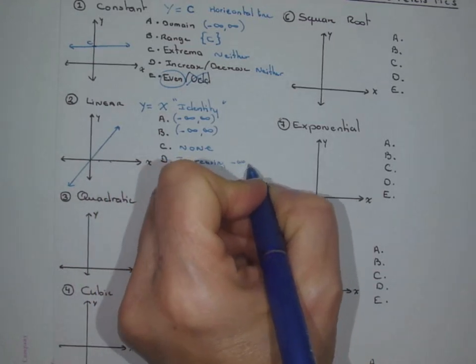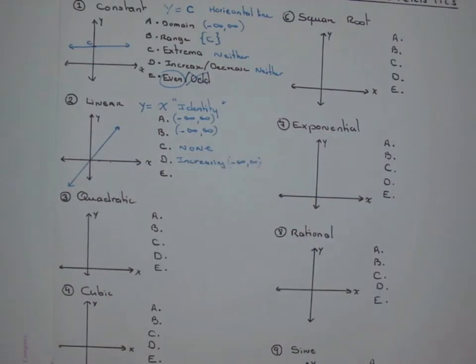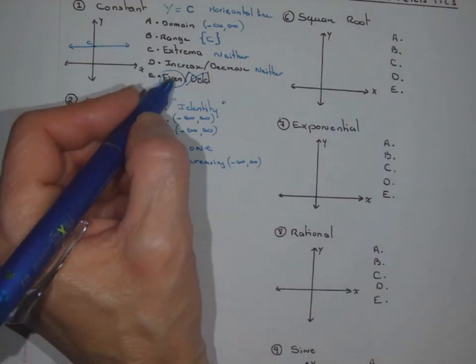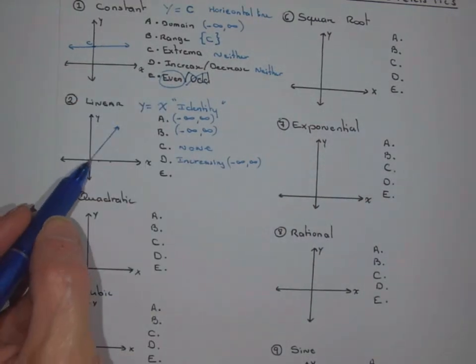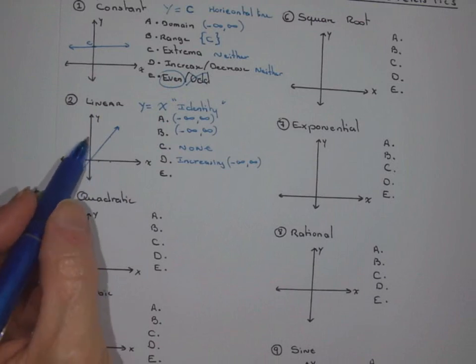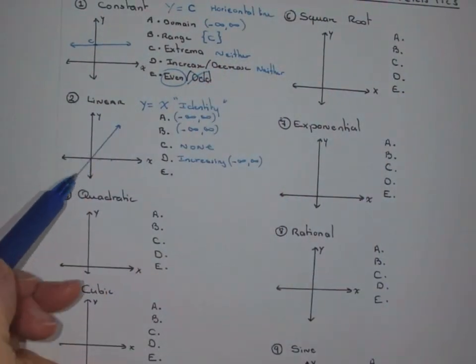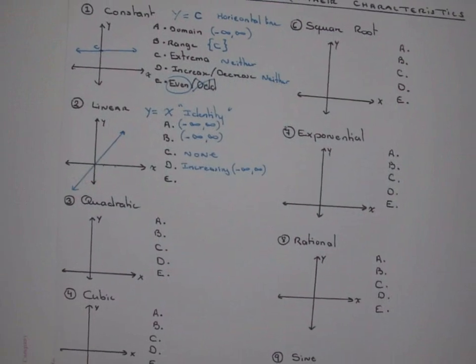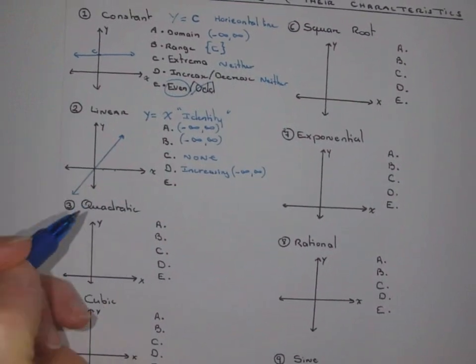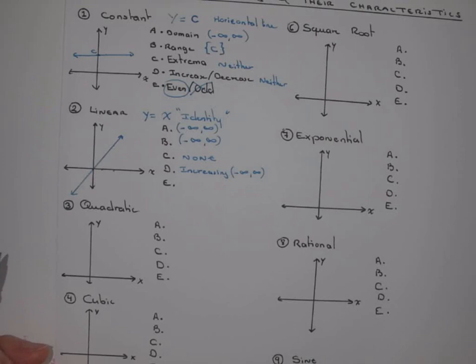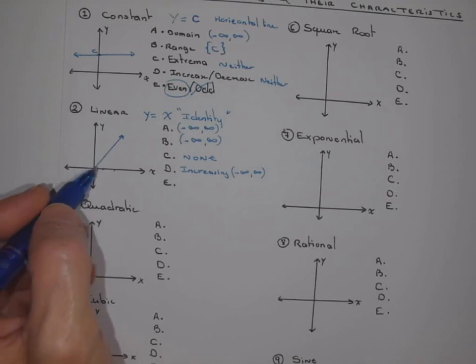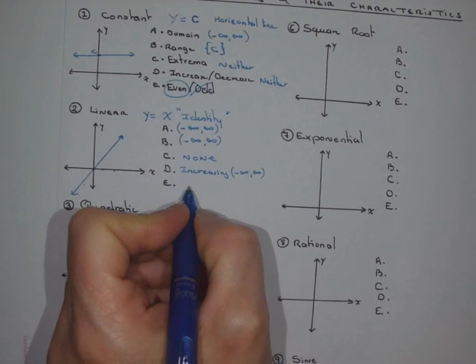And it's increasing everywhere, so from negative infinity to positive infinity on the whole domain. E is even or odd. Well, if I fold this over the y-axis, those two segments would not be on top of each other, right? I should call those rays, actually. They wouldn't be on top of each other, therefore this is not an even function. However, I have that symmetry over the origin, so this would be an odd function.